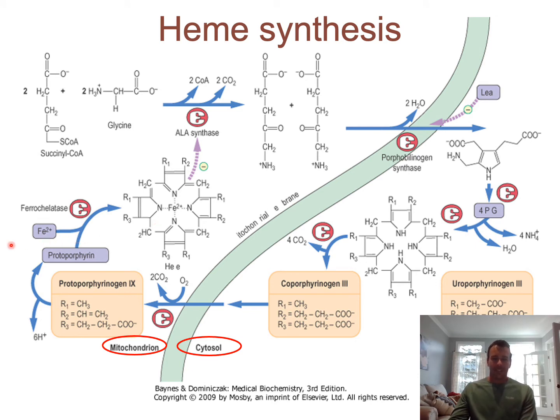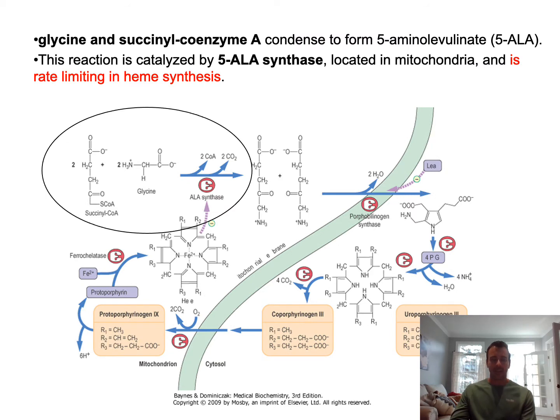Here's how the synthesis works, and we'll step through this a little bit one at a time. Again, I don't expect you to memorize this entire pathway, but I'll highlight a couple of things that are of interest. In this first step, just to orient you, this is the mitochondrion in liver cells, for example. This could be in other cells as well. And then here's the cytosol of the liver cell.